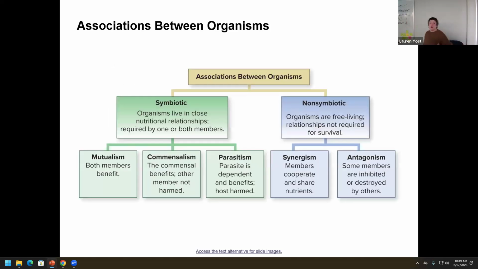All right, next we're going on to our associations between organisms. We're going to focus on the symbiotic side, but there are two sides to this. Symbiotic is where there's a close dependent relationship, so the organism actually depends on the relationship somehow, at least one of them does. In a non-symbiotic relationship, organisms relate to one another in their environment, but it's not actually required.